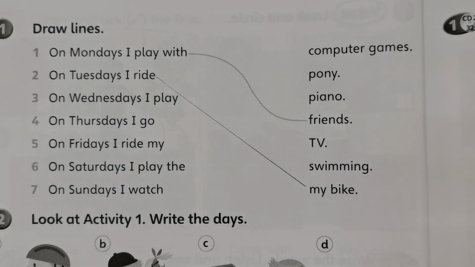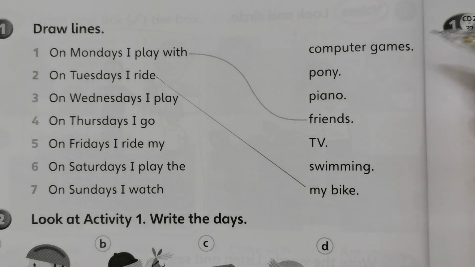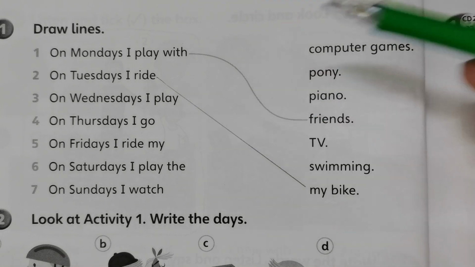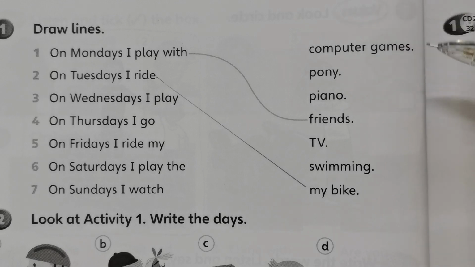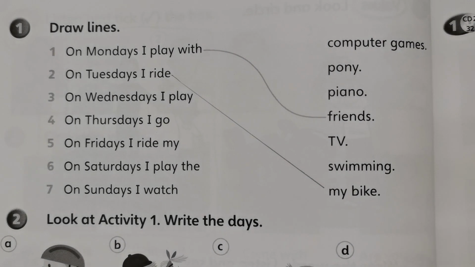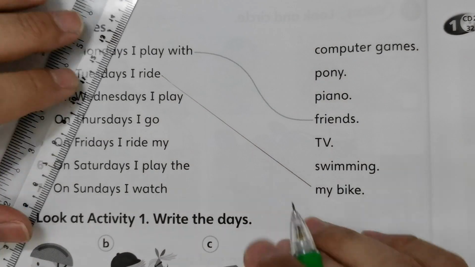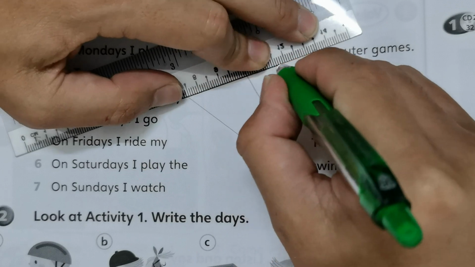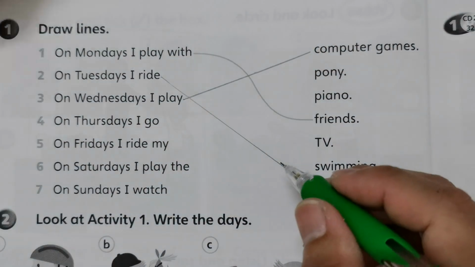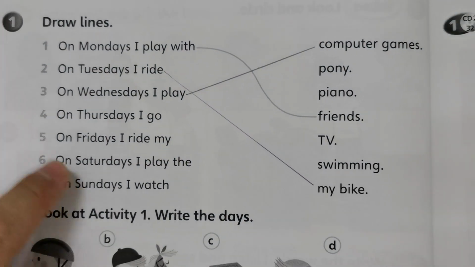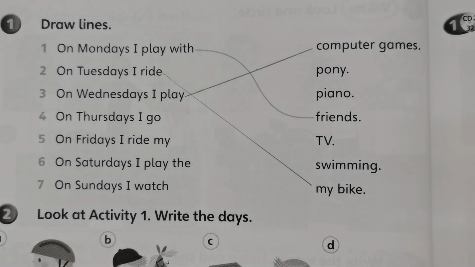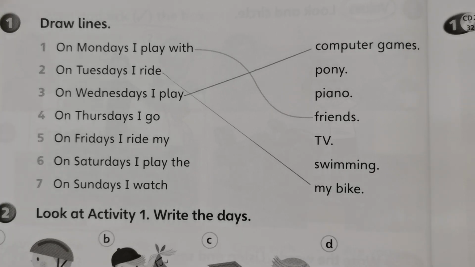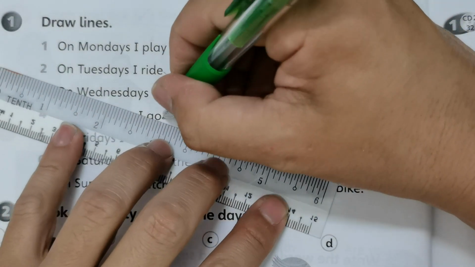3, on Wednesdays I play, so maybe computer games. So piano is play the piano, and then this is play computer games. So draw a line from play to computer games. Next, on number 4, on Thursdays I go, so swimming, go swimming.